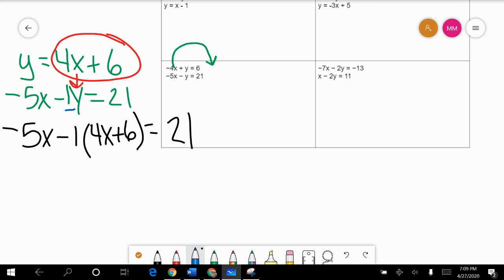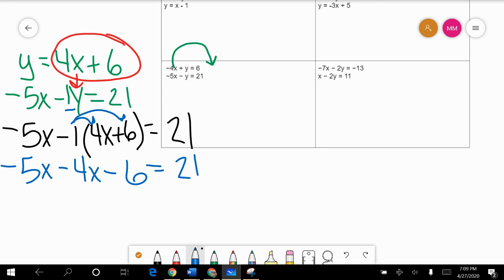So now let's simplify this and solve for x. The first step is to distribute that negative 1. So when I do that, I still have negative 5x, but now I'm going to do negative 1 times 4x, which is negative 4x, and negative 1 times 6, which is negative 6, equals 21. Then I'm going to combine like terms. I'm going to combine negative 5x and negative 4x, which gives me negative 9x minus 6 equals 21.